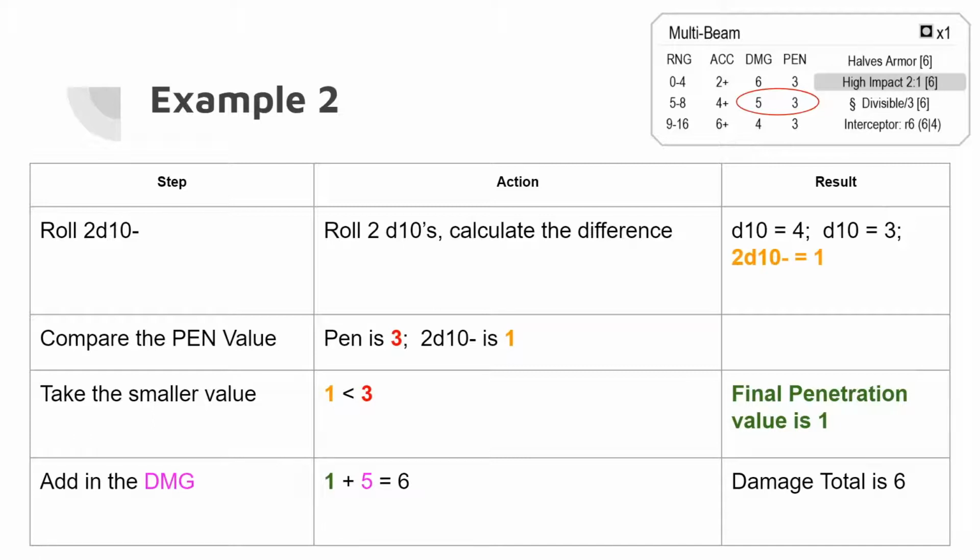We take that 1 and we add in the DMG value of the weapon. Our DMG value is 5. 1 plus 5 is 6. So our damage total is 6.